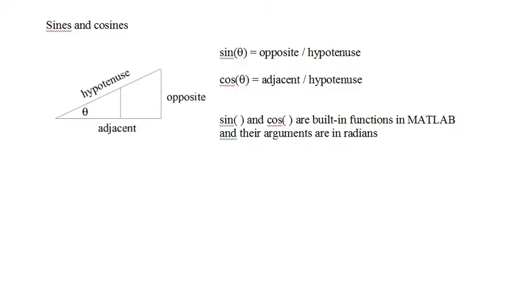Note that the sine and cosine are well defined, and it doesn't matter if the right triangle used to define them is large or small, as the ratio of the sides doesn't change. Also, MATLAB has built-in sine and cosine functions that take their arguments in radians.